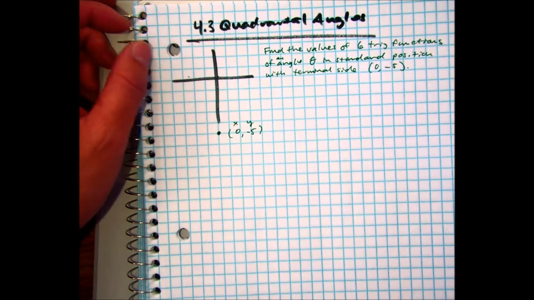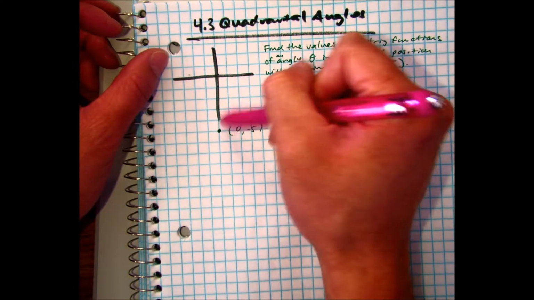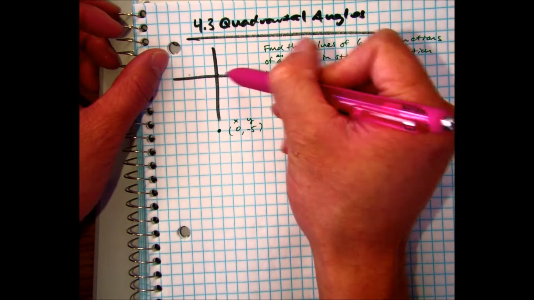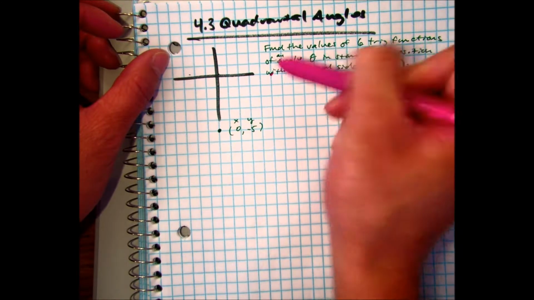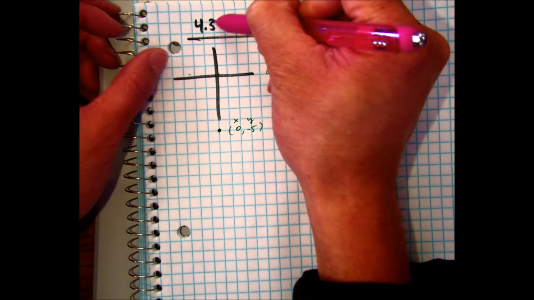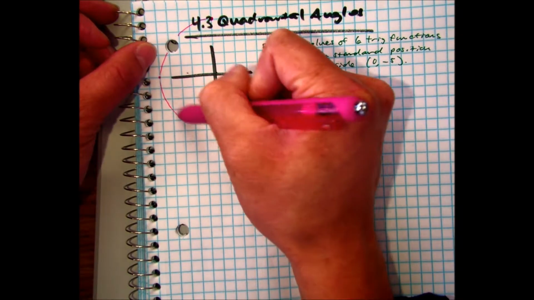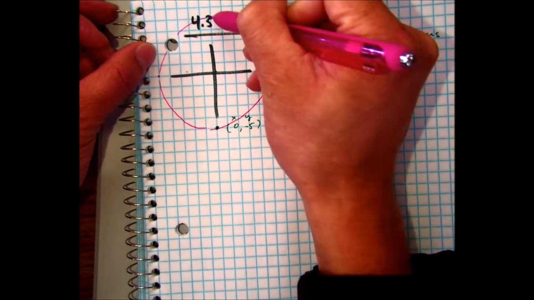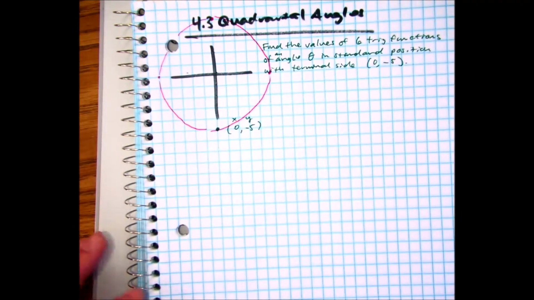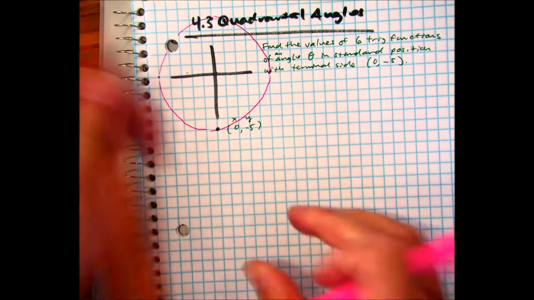Now let's sketch a circle around this. This has a length or distance from the origin to that point of how much? 5. So we do 5 all the way around. Class, what's the radius? 5. The radius is also 5.